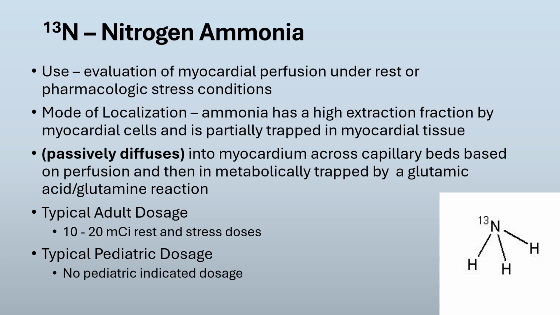Nitrogen ammonia, like I said, is used for myocardial perfusion imaging, and it has a high extraction fraction by the myocardial cells, and then it becomes trapped in the myocardium. The method of localization is actually passive diffusion because it passively diffuses into the myocardium across the capillary beds based on the perfusion. And then it gets metabolically trapped by the glutamine reaction within the myocardial cells. Typical dose is 10 to 20 millicuries at rest and stress, and there is no pediatric dose indicated.